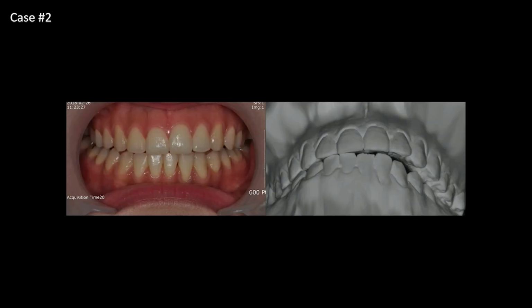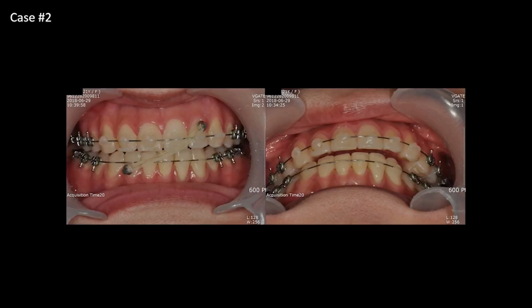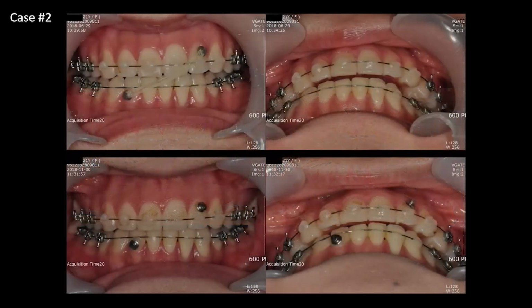Case number 2 presents with midline discrepancy and an uncoordinated upper and lower dental arch. Anterior crisscross elastic was used for midline correction. And both upper and lower arch rotated in desired direction as well to establish arch coordination.